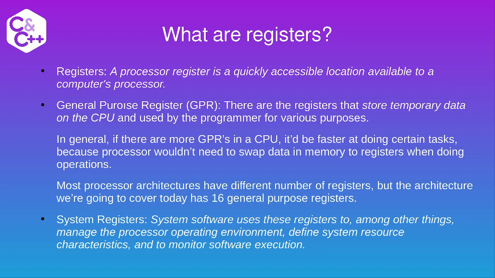So these are basically your basic tools available. This is the stuff that you do operations with. And in general, if you have more general purpose registers in a CPU, it will be faster at doing most tasks, because the processor wouldn't need to swap data from memory into registers when doing operations.